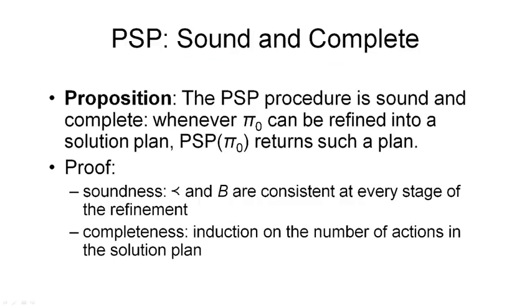Finally, our generic plan space search planner has the same two properties that our state space planner also had, namely it is sound and complete. And that means whenever our planner is given pi0, our initial plan, and that can be refined into a solution plan, then our function PSP of pi0 will return a solution plan.